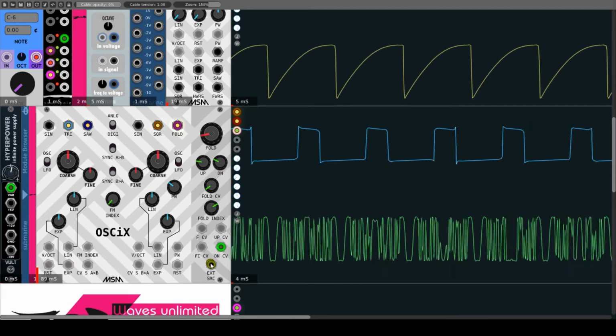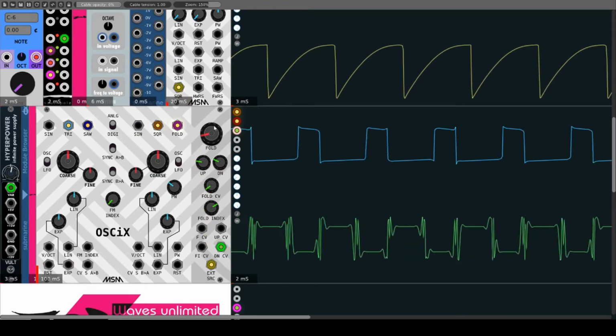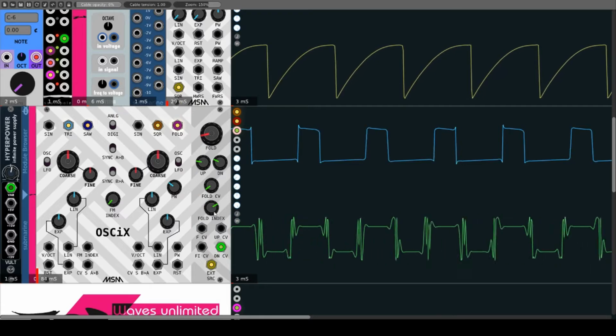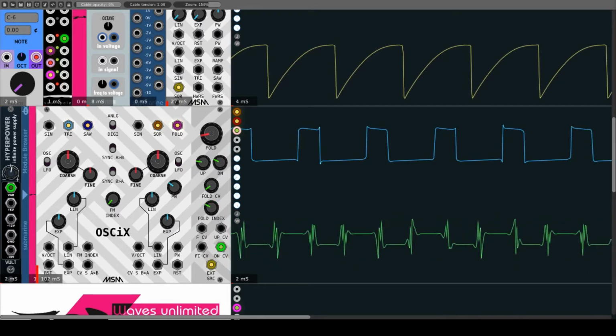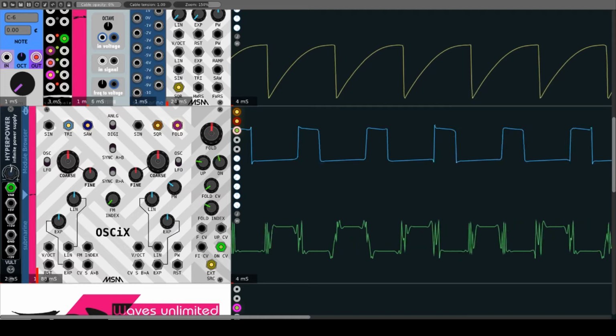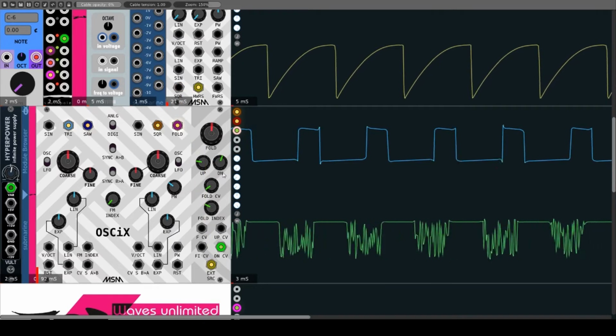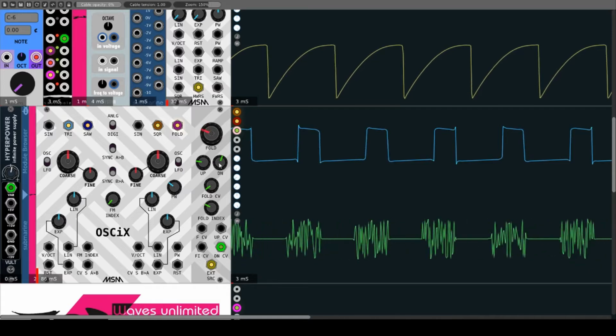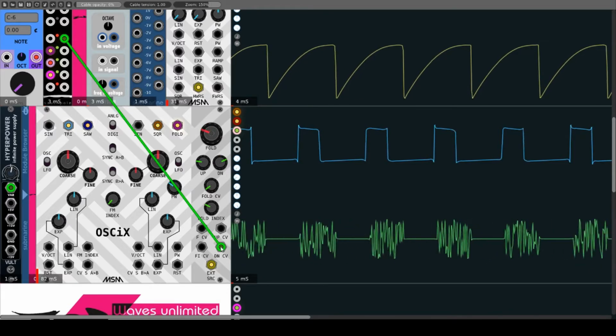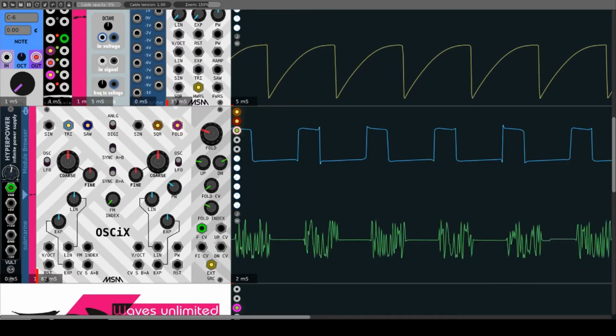All in all, the OSC-EX is extremely versatile and easier to use than you would expect from its possibilities. All that remains is that all MSM modules have both a light and a dark design.